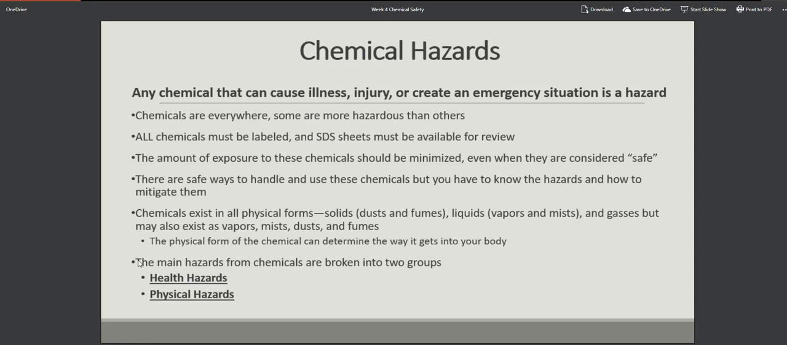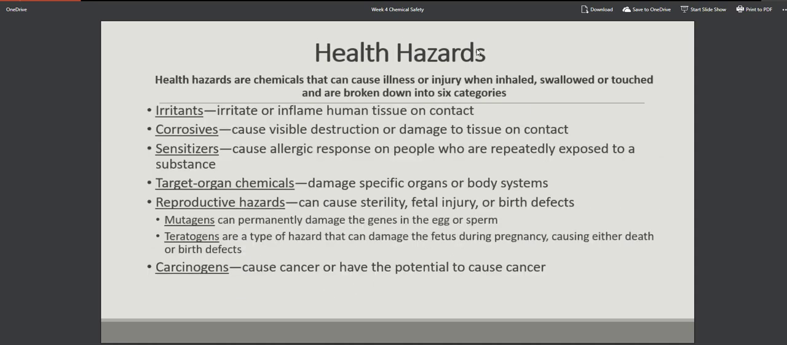Okay. So the next one, we're going to kind of wrap this one up here. The main hazards for chemicals are broken into 2 groups. So we're going to break these groups down even further. Number 1 is a health hazard, and number 2 is the physical hazard. So let's discuss health hazards first.